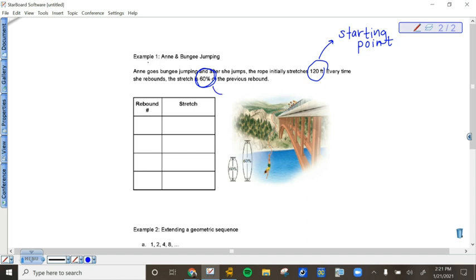How do we write 60% as a decimal? Yeah, 0.6. We just have to move the decimal point over 2 places. Okay. So our A0 will be 120, and our R will be 0.6.